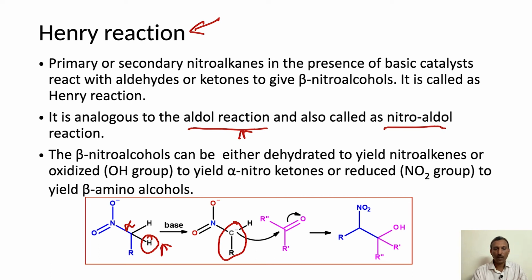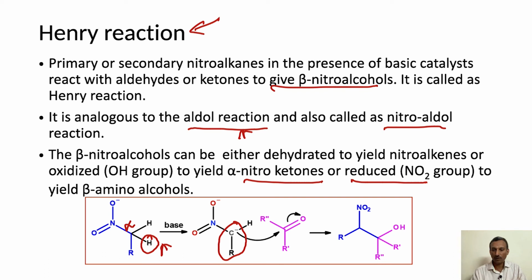So the primary or secondary nitroalkanes, in the presence of a base catalyst, react with aldehydes or ketones to give the beta nitro alcohol. So this is what is called the nitroaldol reaction, and the beta nitro alcohol can be either dehydrated to give the nitroalkenes, or the hydroxy group can be oxidized to give the alpha nitroketones, or they can be reduced to give the corresponding amino alcohols.